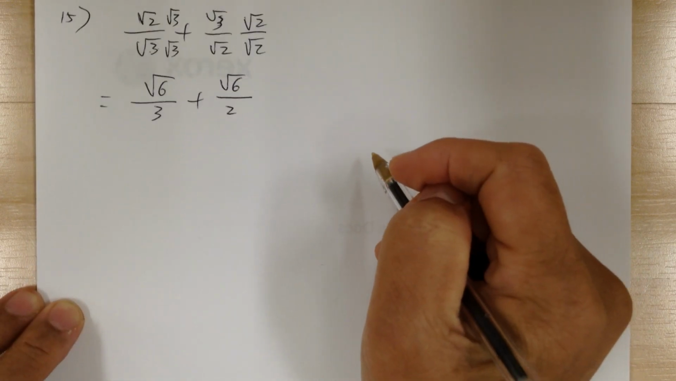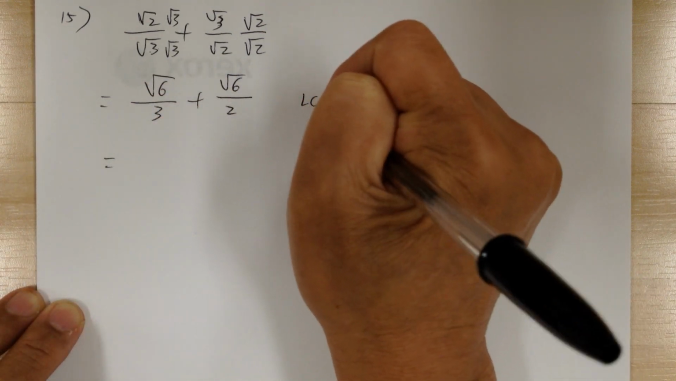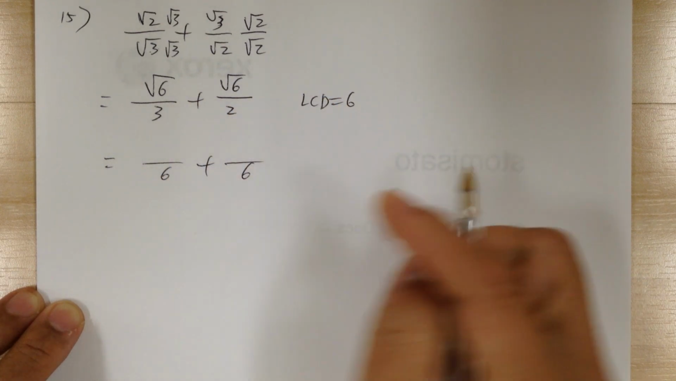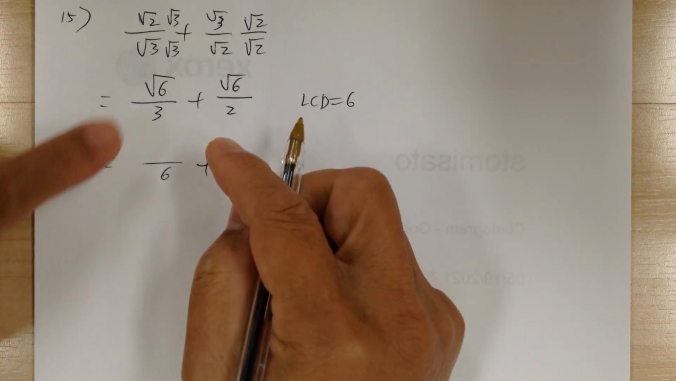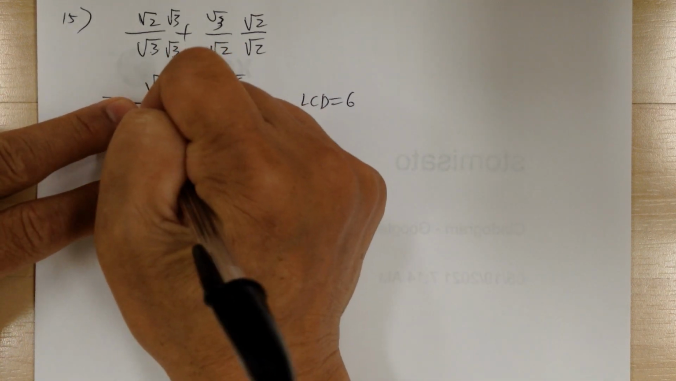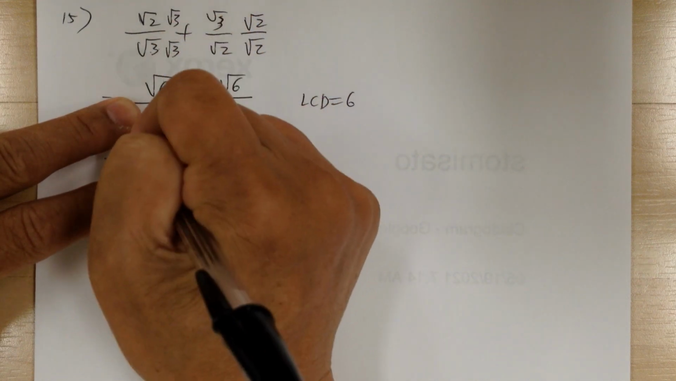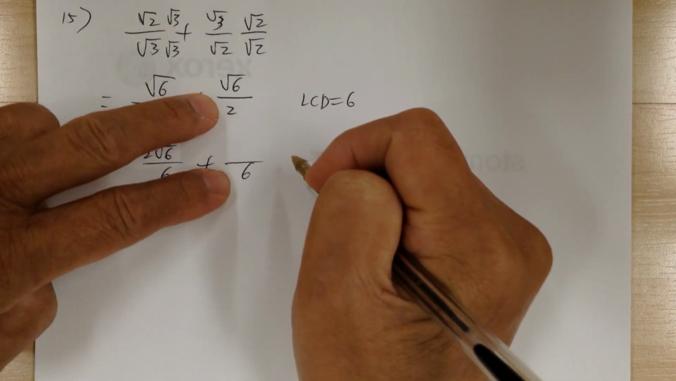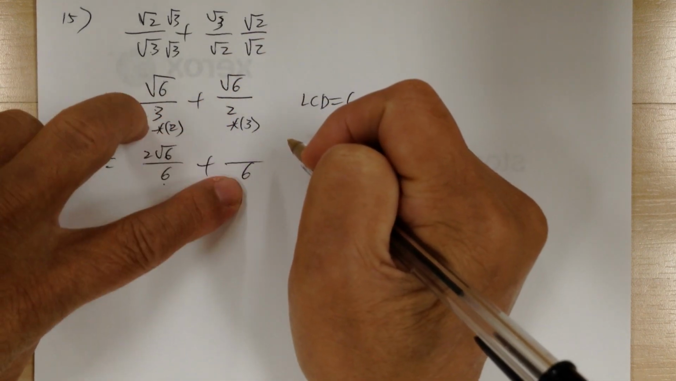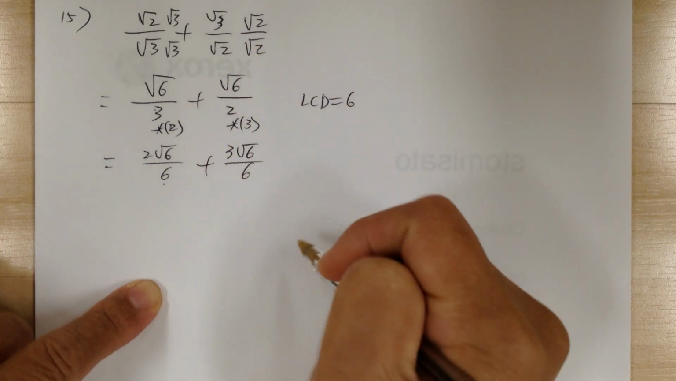Okay? So now I need to get a common denominator. So LCD is equal to 6. So I need to get my LCD on the bottom. So next I need to figure out how I'm going to get from here to here. So from 3 to 6, I need to multiply by 2. Okay? So 3 times 2 gives me 6. So this times that will give me 2 square root of 6. This one over here, I need to multiply by 3. Right? I need to multiply by 3 to get 6. So when I multiply, I get 3 square root of 6.